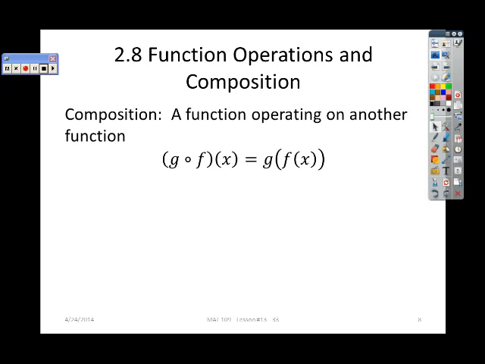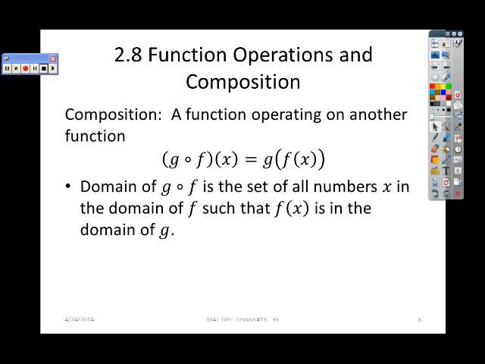G is a function, f is a function. We work from inside out. We're going to calculate what f of x is. Whatever that gives us, we're going to put that into g and calculate g. If we're asked to get it at x, then f of x is just going to be the expression in x, but then we put that in the location where the argument of g is. So that's what makes it a little complicated.